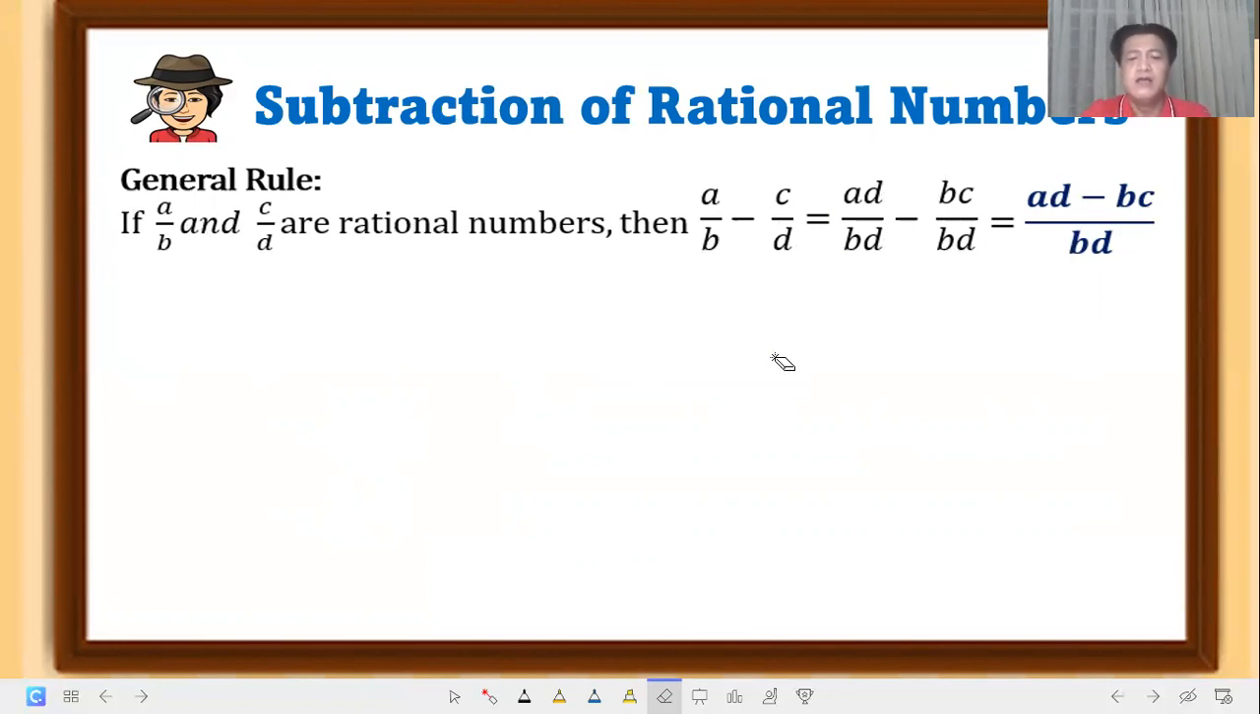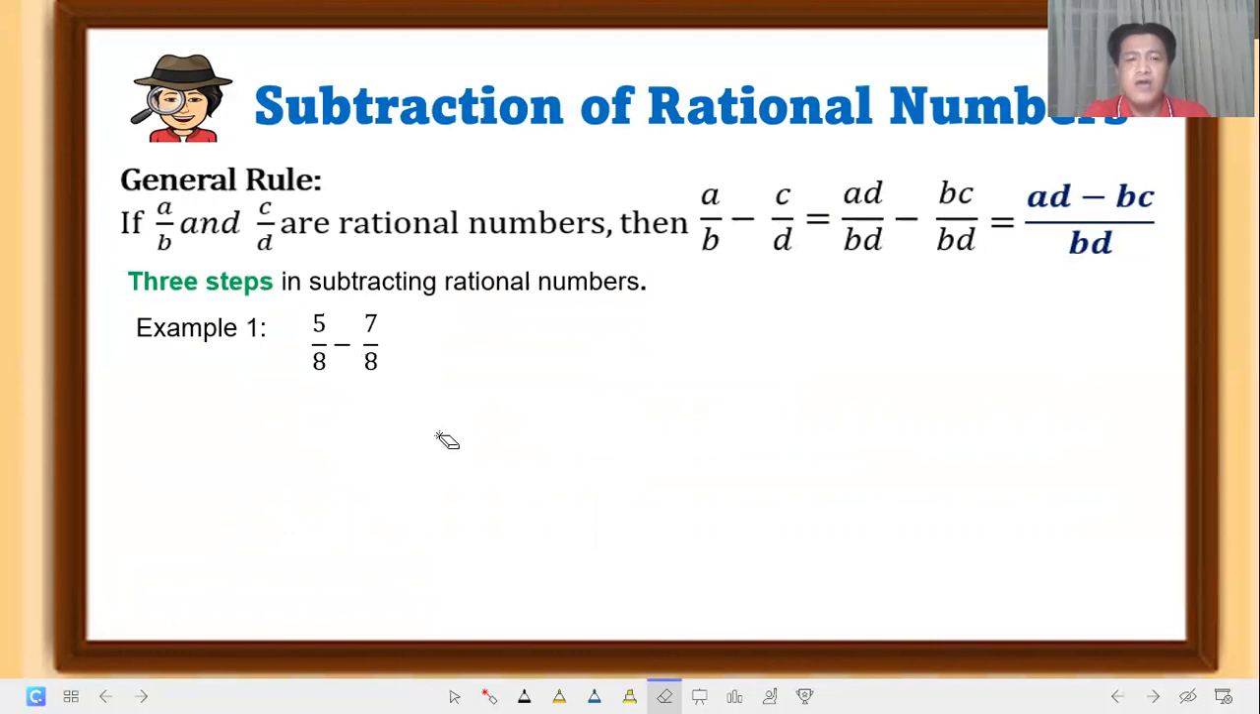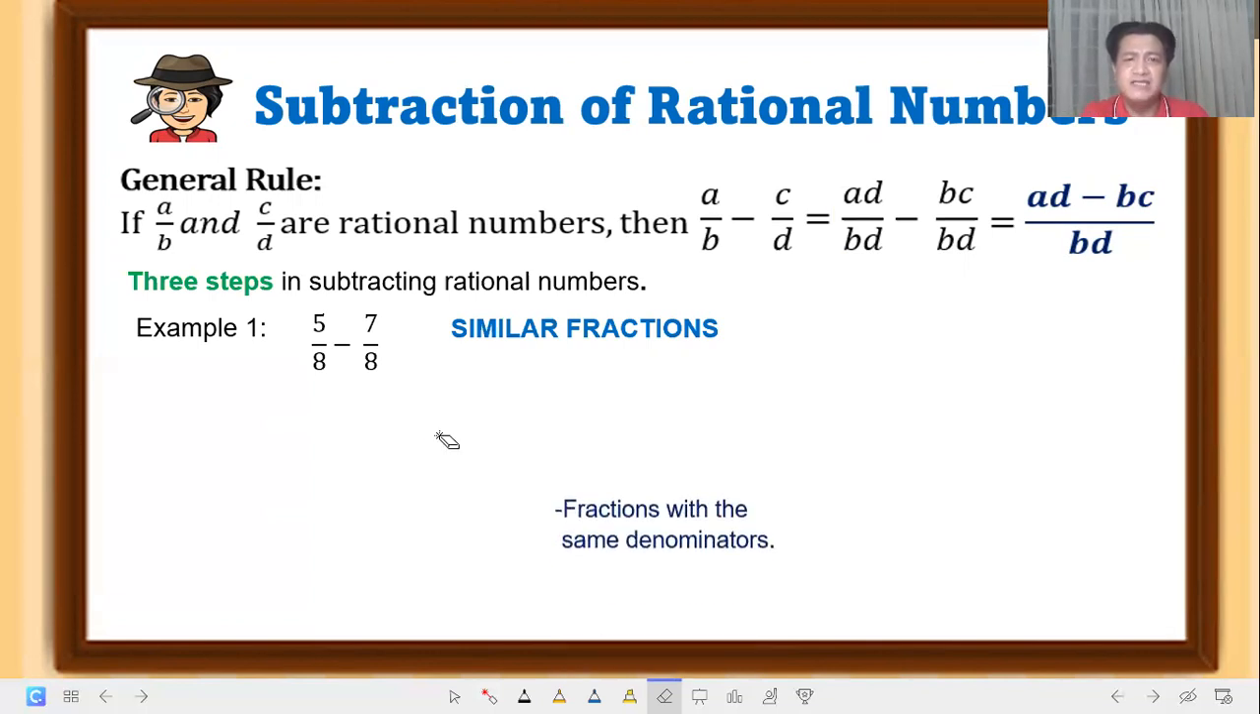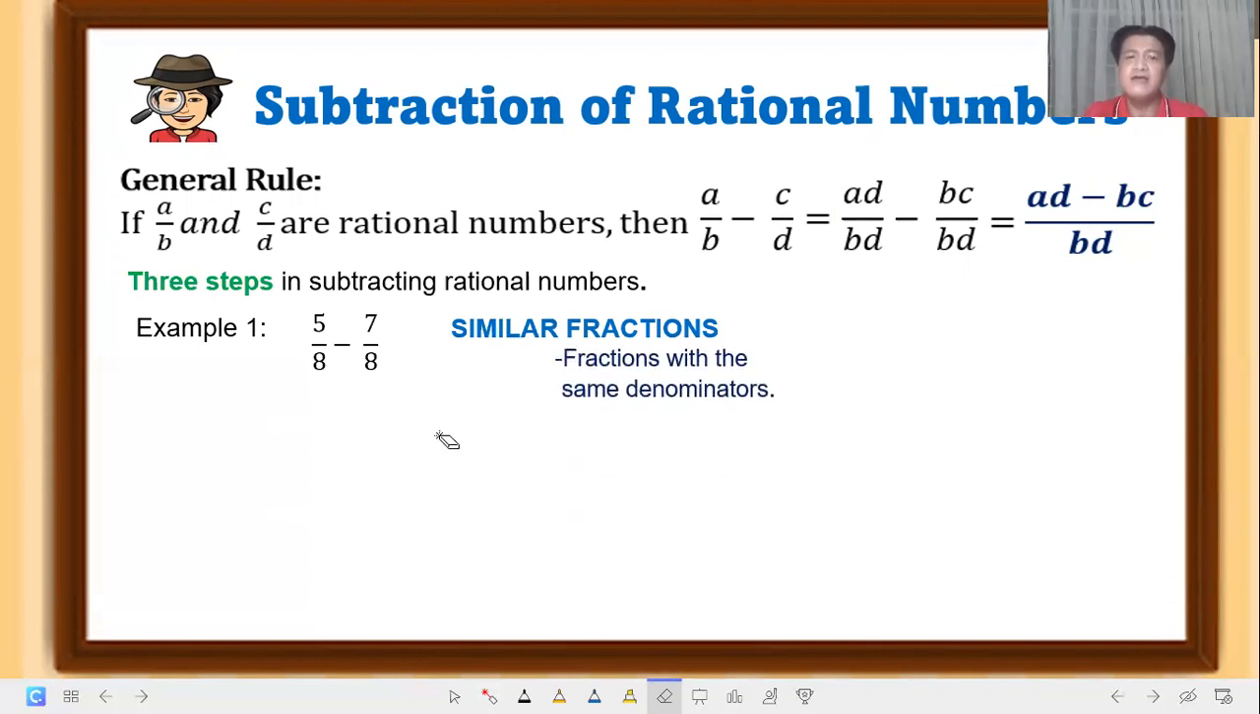Okay, so with that, let's proceed now to example number 1. I have here 5 over 8 minus 7 over 8. Di ba? Anong gagawin natin doon? We have to apply the 3 steps. But before that, we have to identify whether it is similar or not, or mixed number. This is similar fraction, and that is a fraction with the same denominators.